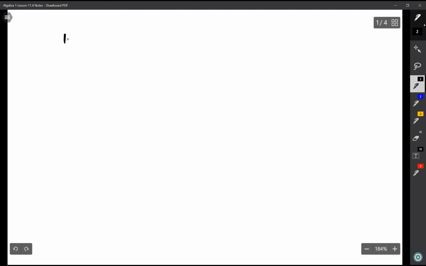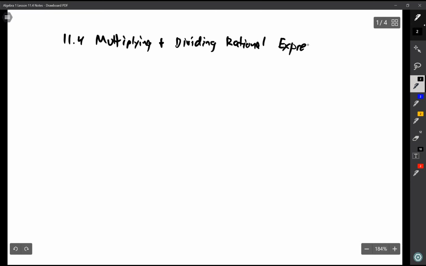But here we go. So this is 11.4, and it is multiplying and dividing rational expressions. So we have, oops, slip that L in there. Multiplying and dividing rational expressions. Okay, so the multiplying.